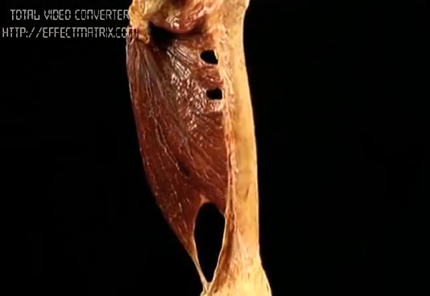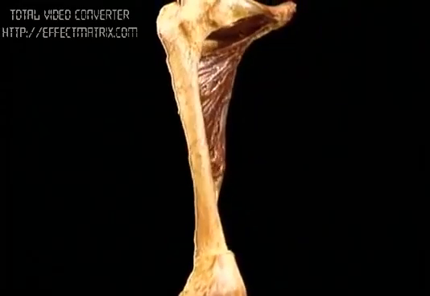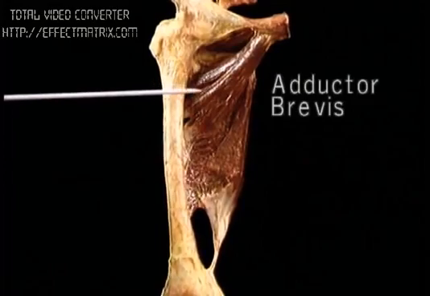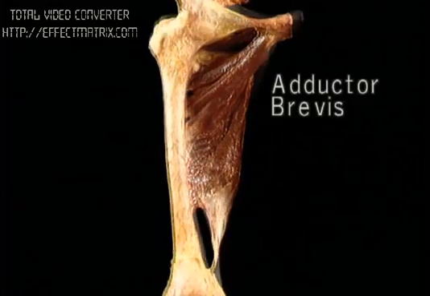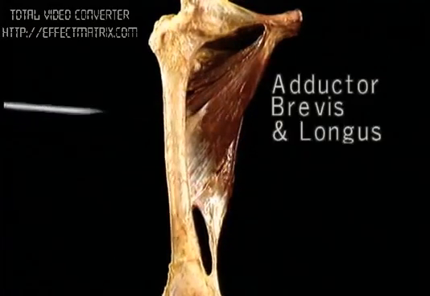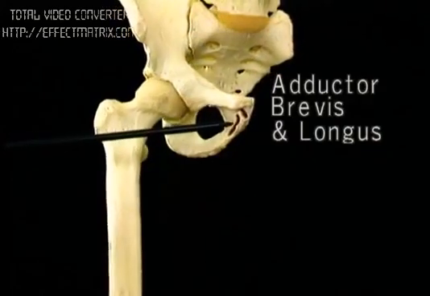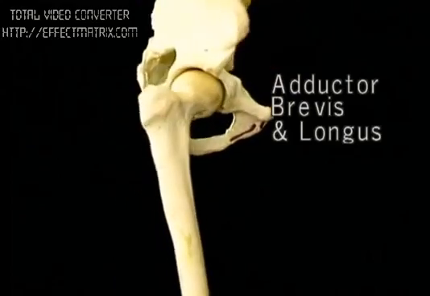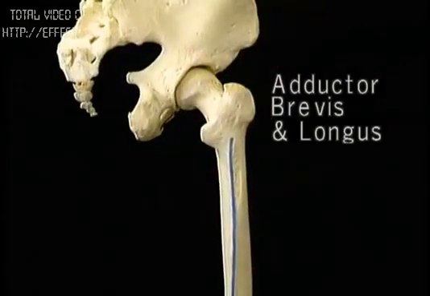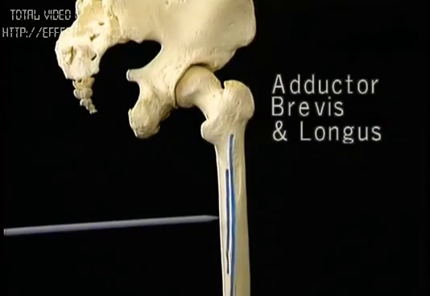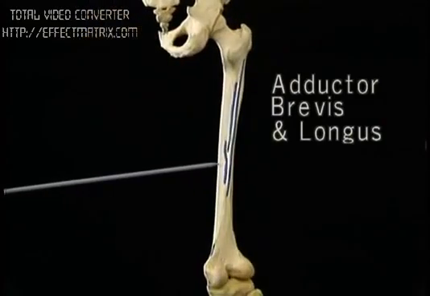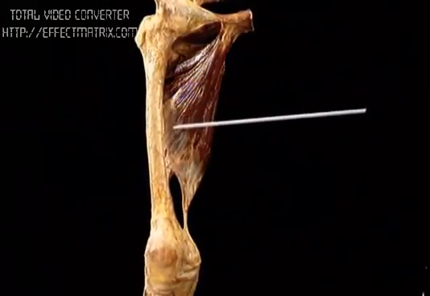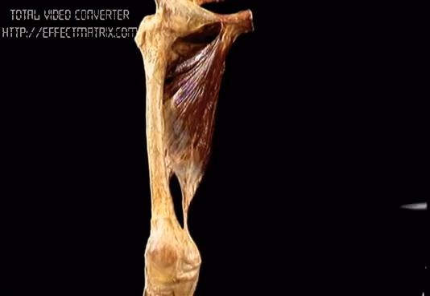The other two named adductors, brevis and longus, sit in front of adductor magnus. Here's adductor brevis. Here's adductor longus. Brevis arises here on the body of the pubis. Longus arises here. They're inserted on the femur right next to adductor magnus, brevis above, longus below. The insertion of adductor longus stops just short of the adductor hiatus.